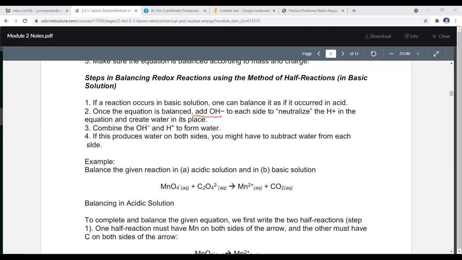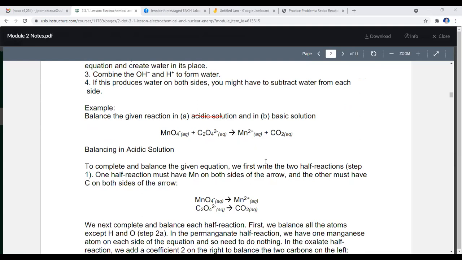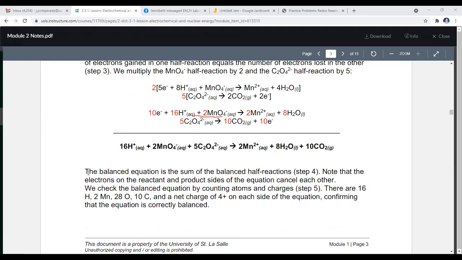So I'll go back to our example a while ago. So let's go back to that, because we were there. So letter B requires that if you balance this in basic solution, whatever is the number of the hydronium cation or your H plus cation here, that should be the same number of hydroxide anion that you will add. So based on that particular instruction, I have H plus here. On the reactant side, I have none on the product side. So this is where I'm going to add. So you have 16 OH negative.